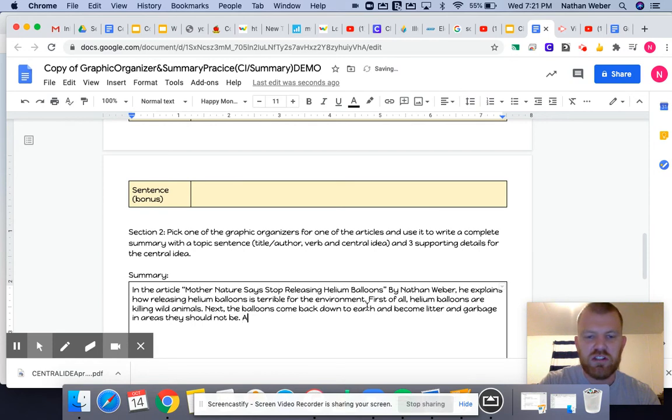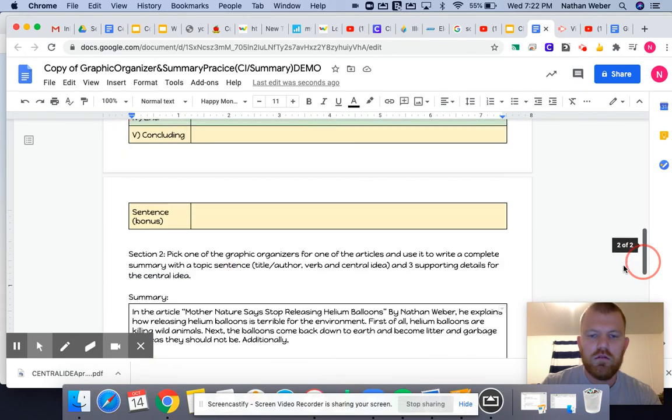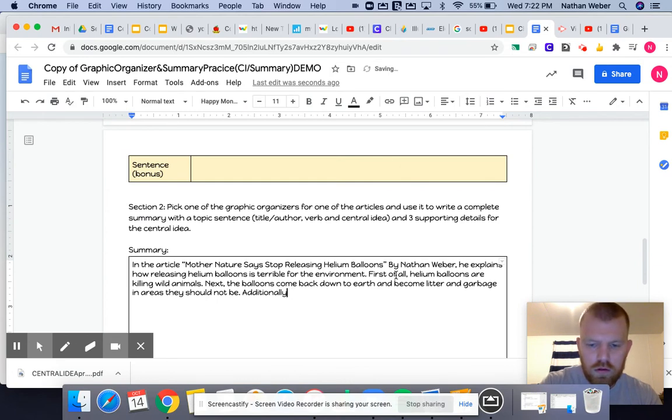And then for your final detail, you can say furthermore, third. I'm going to say additionally. Additionally is a great transition. Additionally, comma. Always put a comma after your transition. Additionally, the world is running low on helium. And then that's your final detail. And then before you put your concluding sentence, which is a bonus, this is for going above and beyond and getting a 4, you need one more transition, and a good transition when you're at the end is always finally.